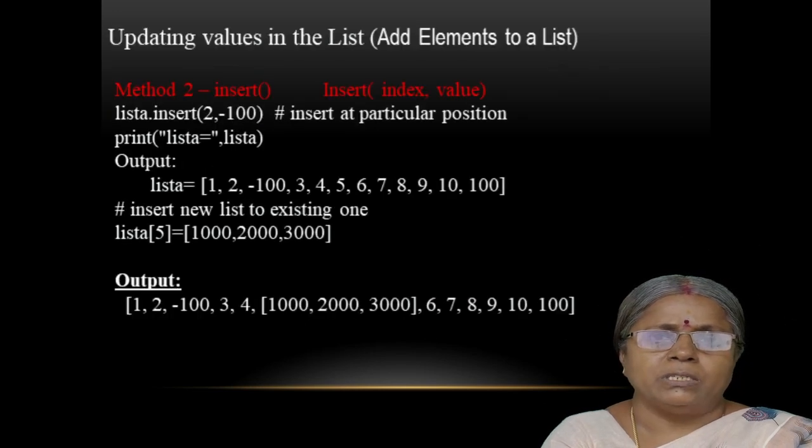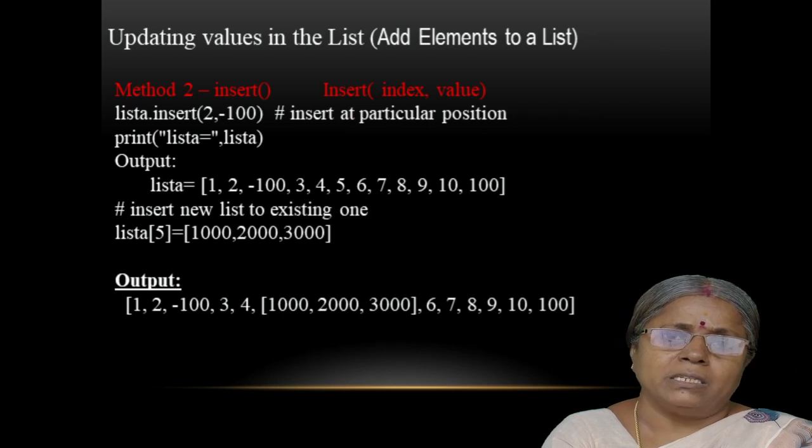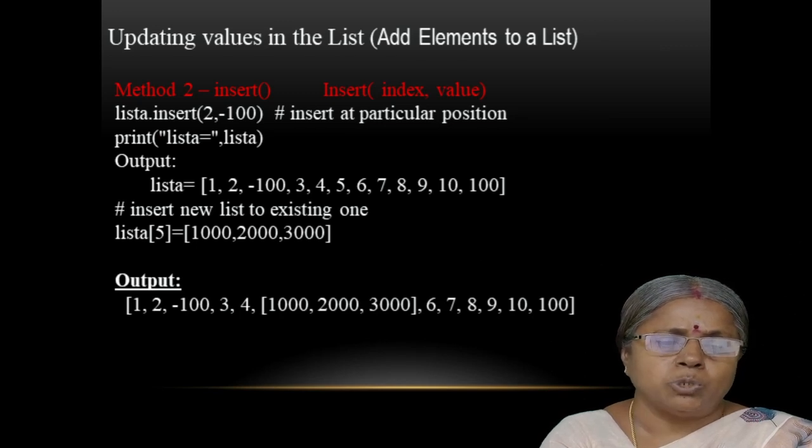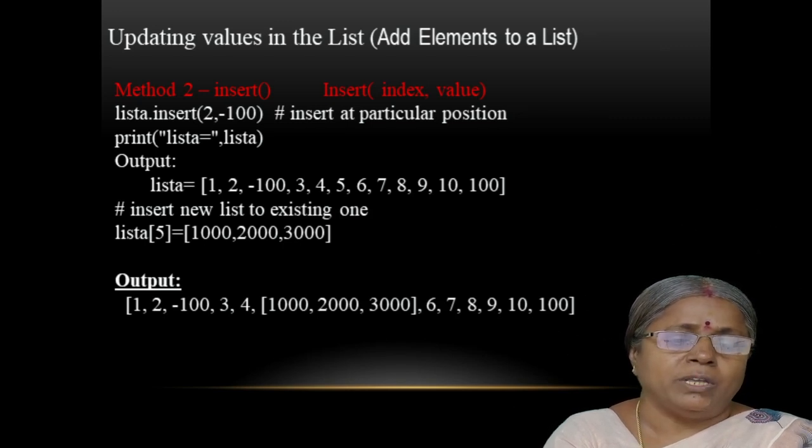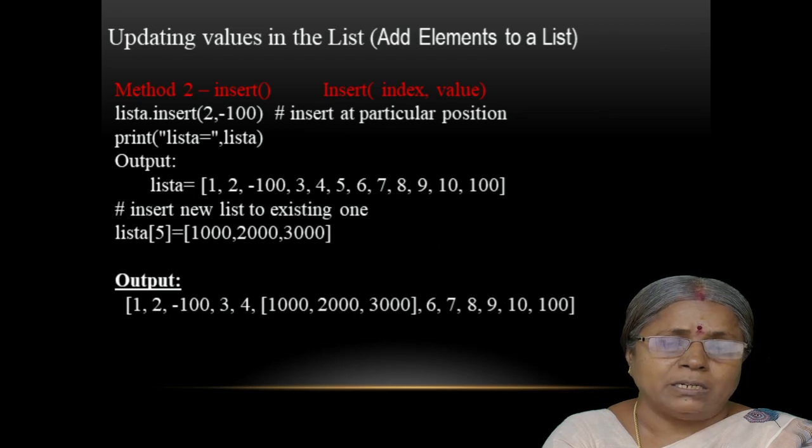Another method is insert. We can add or insert new values at a particular position by specifying the position and the corresponding new value. The syntax is list variable dot insert. Within the parentheses we can pass two arguments. One is the position, the second one is the value to be inserted. In this example, I want to insert a value -100 in position 2.